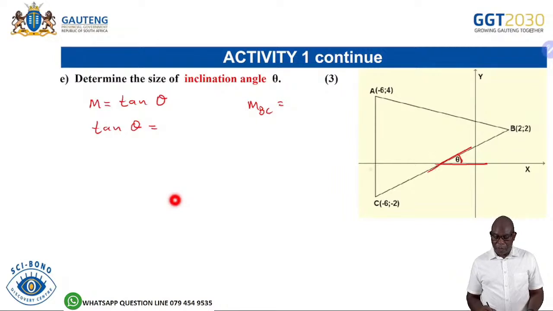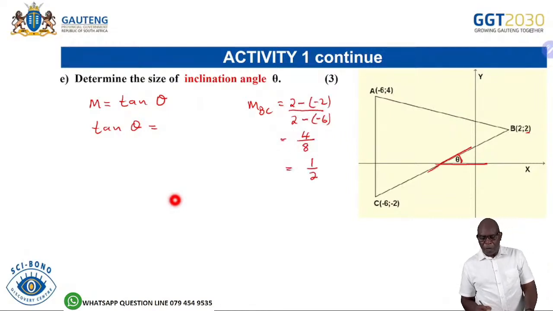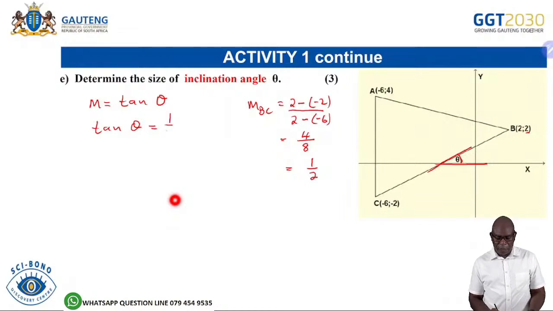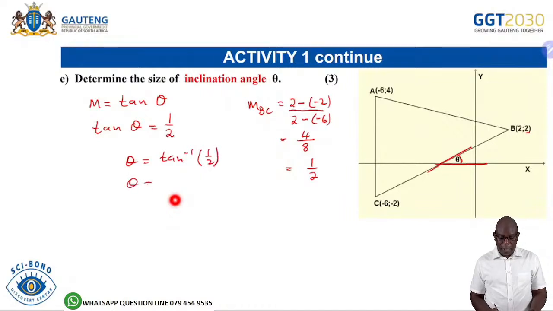So to get the gradient of BC, you must remember we start with the y value. It will be 2 minus negative 2 all over 2 minus negative 6. So we're going to get the gradient of the line, which is going to be 4 over 8. So the gradient of that line will be 1 over 2. So now we know the gradient of the line. So I can come here and say tan of theta will be 1 over 2. So for me to get the value of theta, I use the arctan, shift tan of 1 over 2, and the angle that we're going to get there is 26.57. Right. Okay. And I can see that this is an acute angle, so I'm correct. That angle is between 0 and 90 degrees.